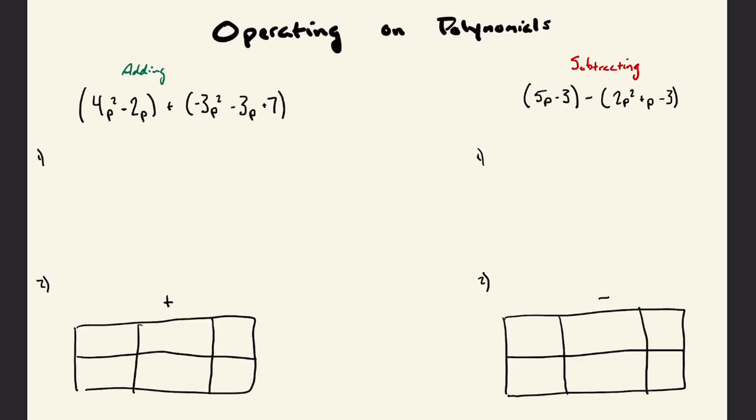When you're multiplying, there's two ways to do it, FOIL and distributing the polynomials. And that's going to be in our second video because it'll probably take a little bit longer and we're going to go a little bit slower through that.